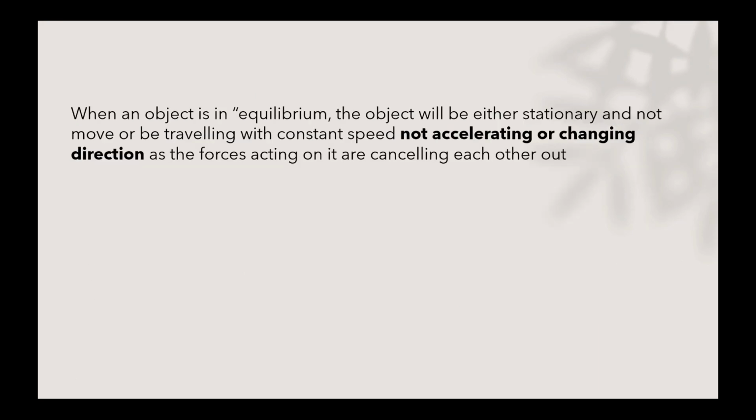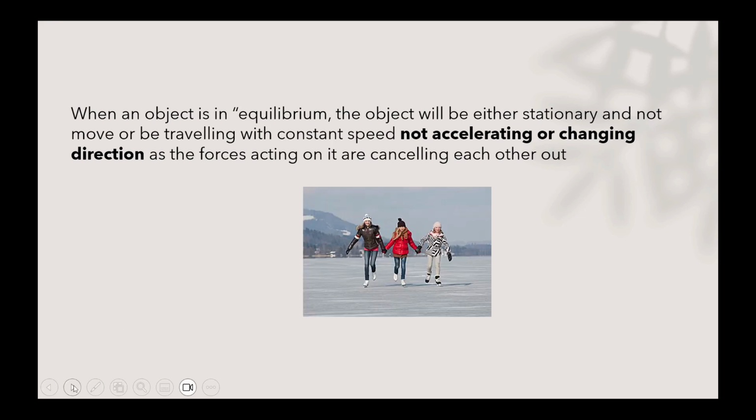Now, when an object is in equilibrium, the object will either be stationary and not move, or be travelling with a constant speed, not accelerating or changing direction, as the forces acting on it are cancelling each other out. So, for example, if we have a look at these 3 people that are ice skating, if this woman was pulling in this direction by 6 newtons, let's say, and this woman was pulling in this direction by 6 newtons, but they're all heading in the same direction, then as long as they are traveling at a constant speed, not accelerating or changing direction, you could say that the woman in red is at an equilibrium.